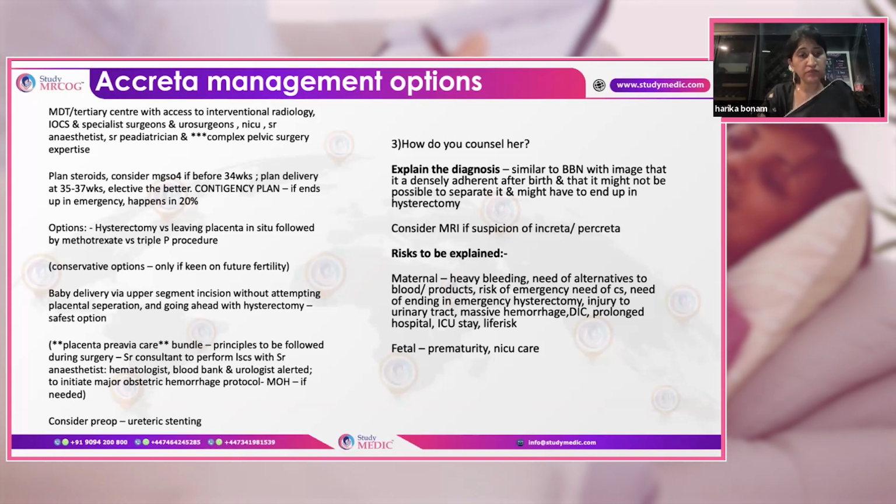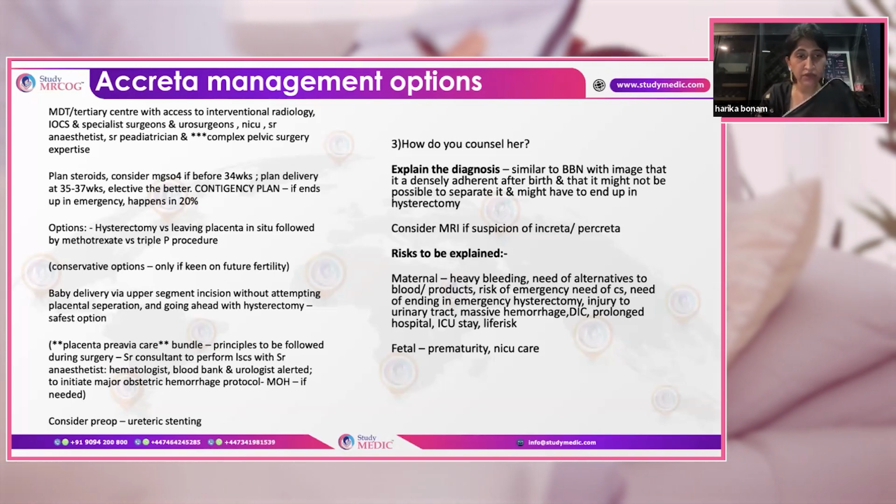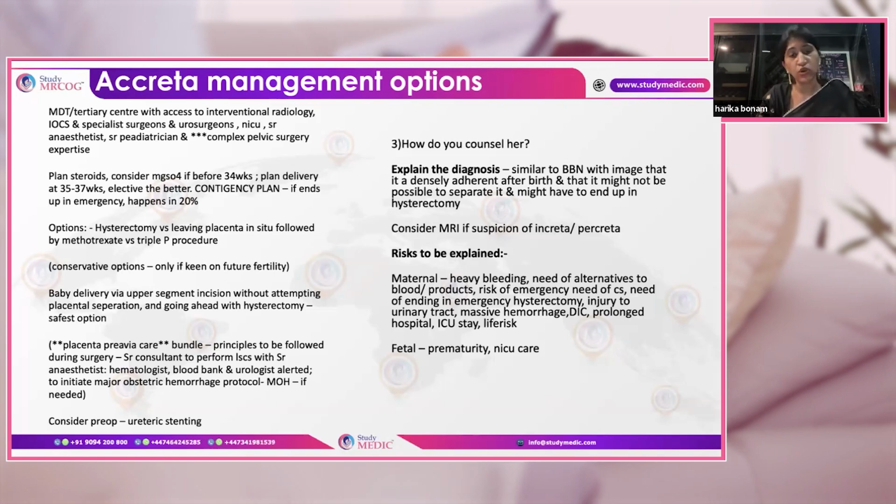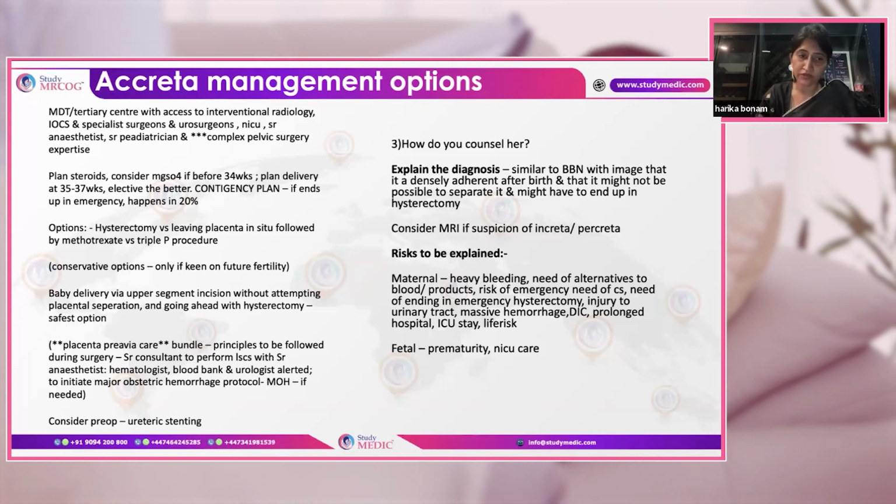Now, the baby most of the time will be delivered via an incision on the upper segment without attempting to separate the placenta. And then you'll go ahead with the hysterectomy in patients who have completed their family.